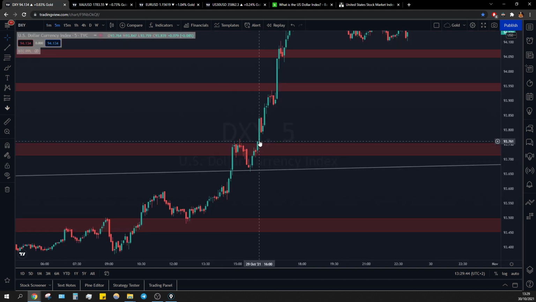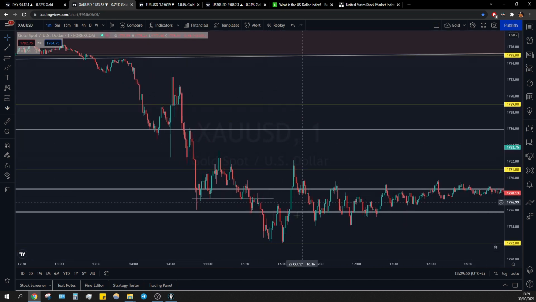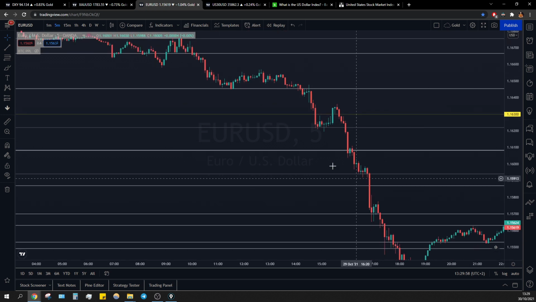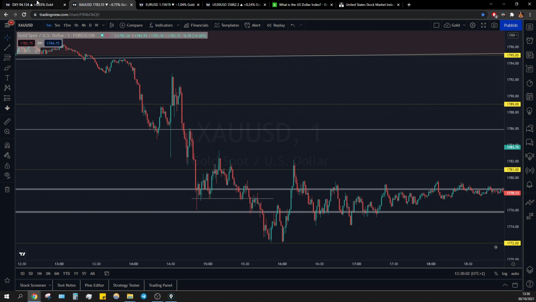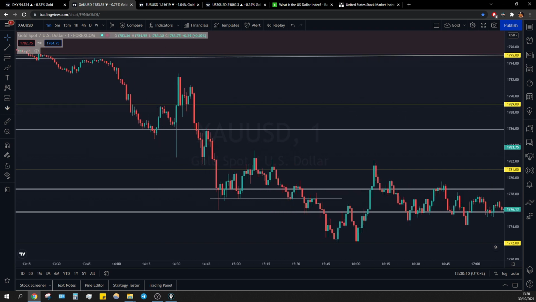But as you can see here, the dollar continued bullish, while gold was in a range. That's why I say it's not perfect. Instead, euro dollar continued bearish. So that's why the correlation between gold and the dollar index is not perfect, but it can give you the idea. It's a confluence. It can give you a further idea of what might happen on the pairs that we trade against the dollar.